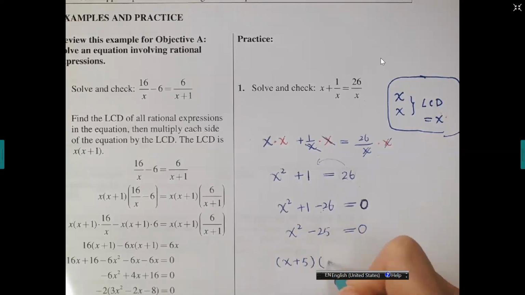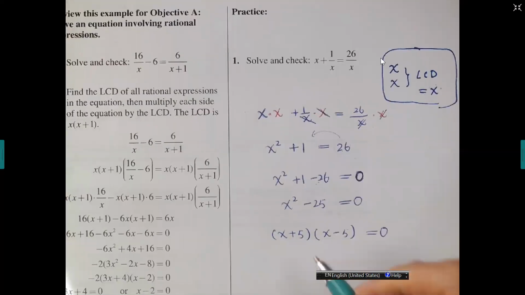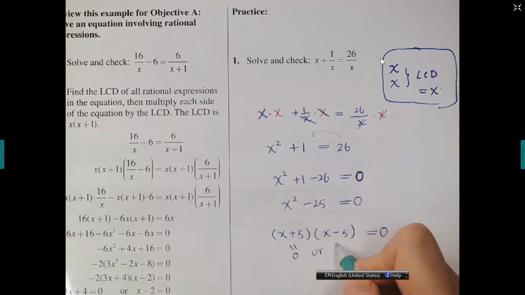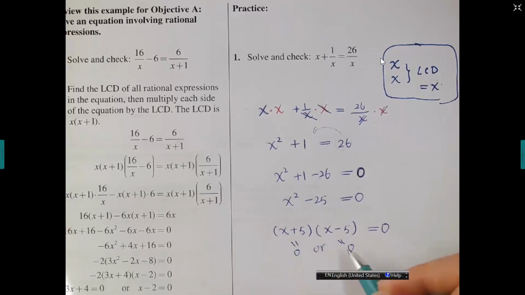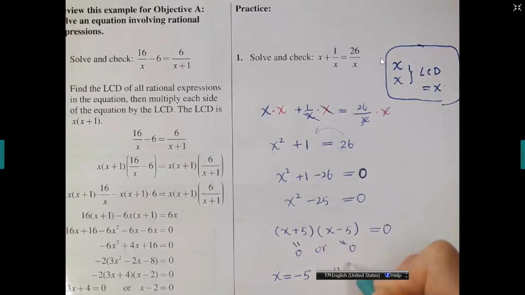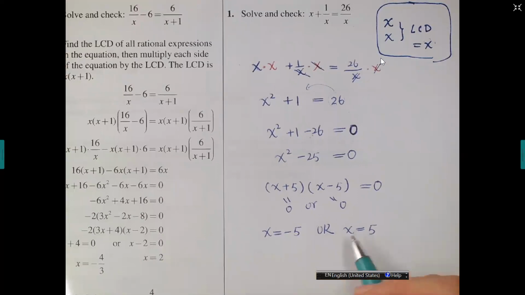I have (x + 5)(x - 5) = 0. When the product equals 0, we let each factor be 0. So either the first factor is 0 or the second one is 0. I was lazy, so I should rewrite it. x + 5 = 0, so x = -5. Or x - 5 = 0, so x equals positive 5. It turns out there are two solutions.